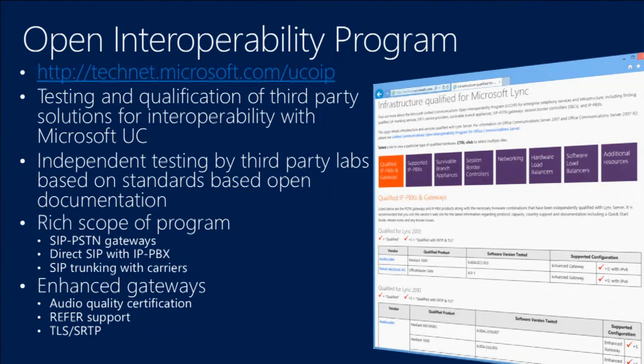And it's not Microsoft doing the tests, it's actually the vendors are doing tests with a third party test center, and they will verify if everything works with Link or if there are any problems. On this website, you will find all the IP PBXs, all the gateways, the survivable branch appliances, we'll talk about them in a second, session border controllers, hardware load balancers, and so on, and you will find out if they are qualified against Link, if they work with Link, and if there's any special configuration notes.